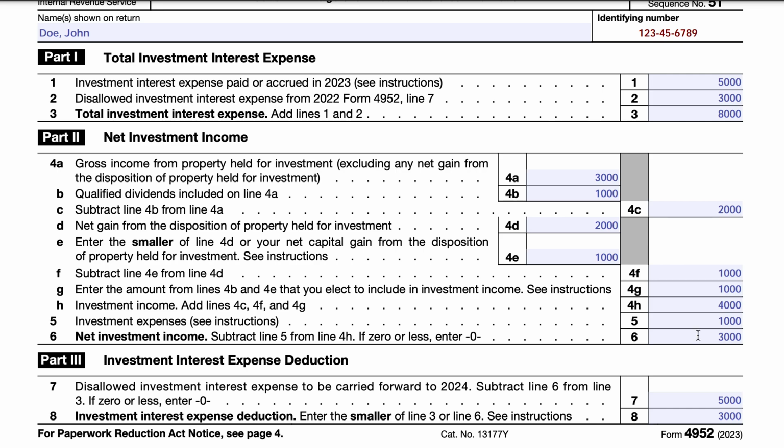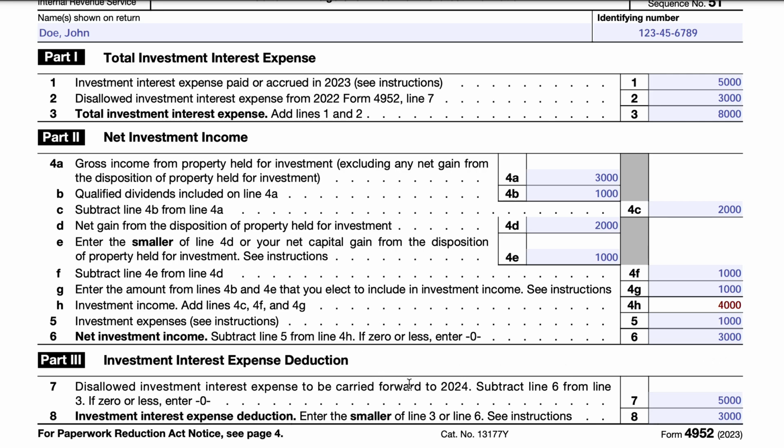Okay. So just think if we go back to line 4G and he decided not to include any of that in income, then we basically would have $3,000. And then this would become a $2,000 net investment income. Okay. So that is completely John Doe's option. In this case, he decided to report it this way.